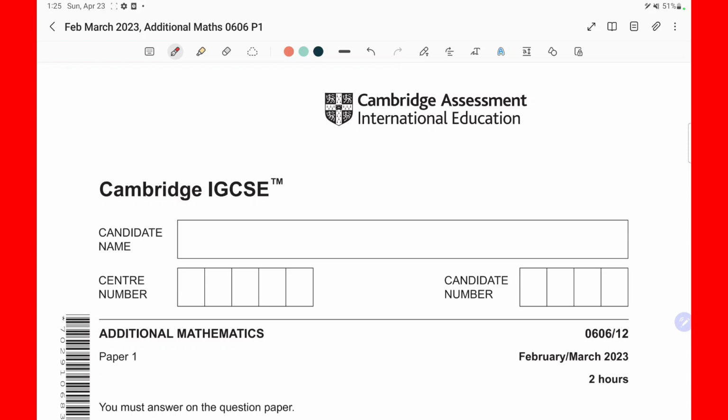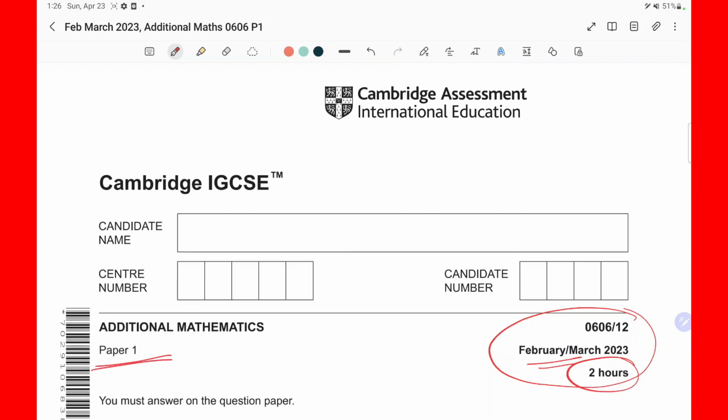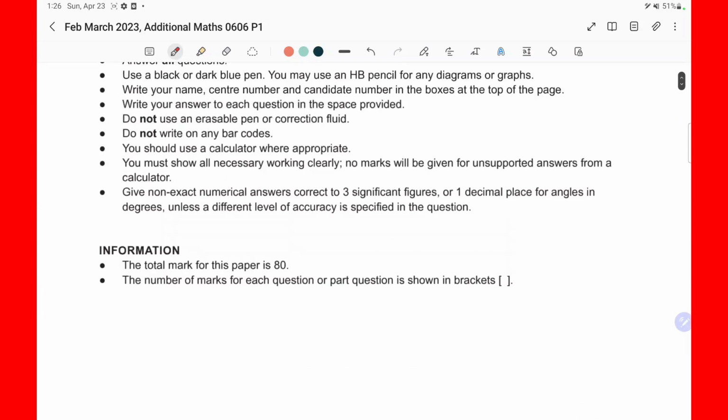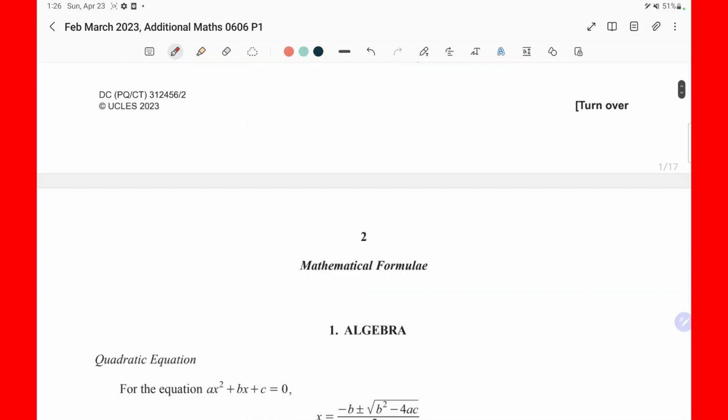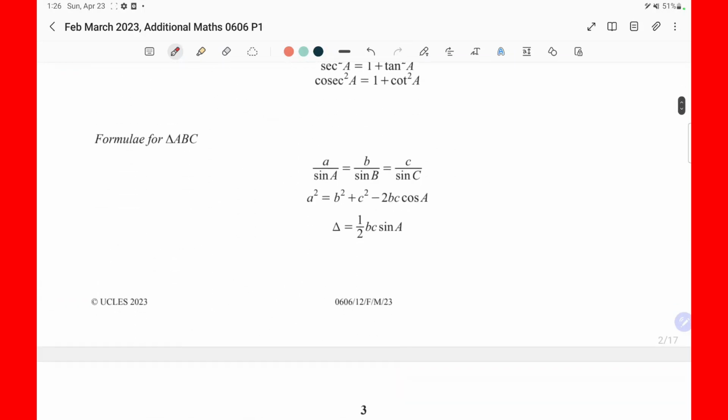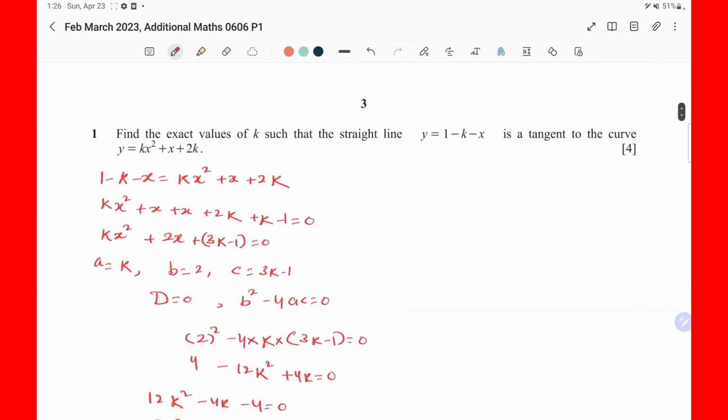Now let's start the Maths Paper 1 video solution. As you can see, this is February-March 2023, for 2 hours, and this is Paper 1. So this is for a total of 80 marks. These are some formulas which you will also get, and this is question number 1.